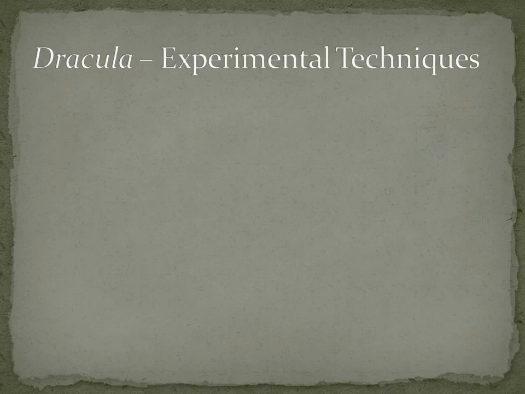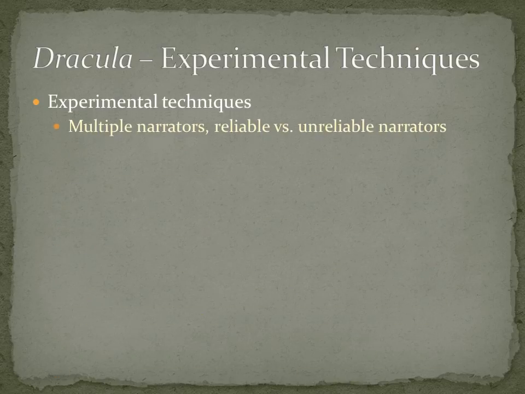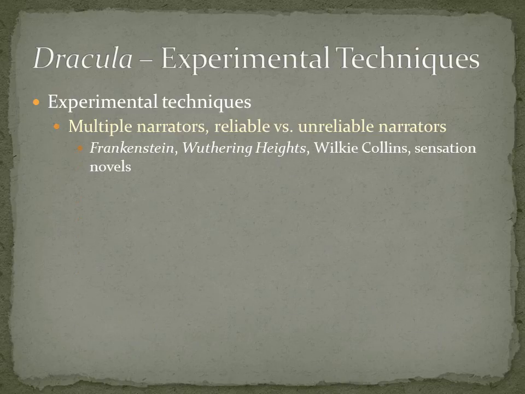You can write on really anything you want in the post, as long as you address the second half of the novel and then the other questions. So Dracula, thinking of narrative, Dracula does use some experimental techniques that it makes sense to talk about now that we've seen the whole novel. The first is multiple narrators, and reliable versus unreliable narrators.